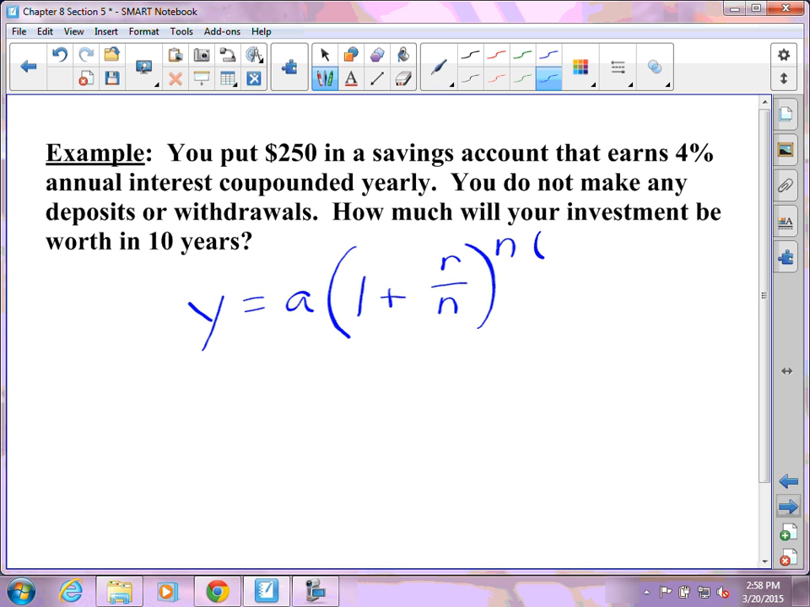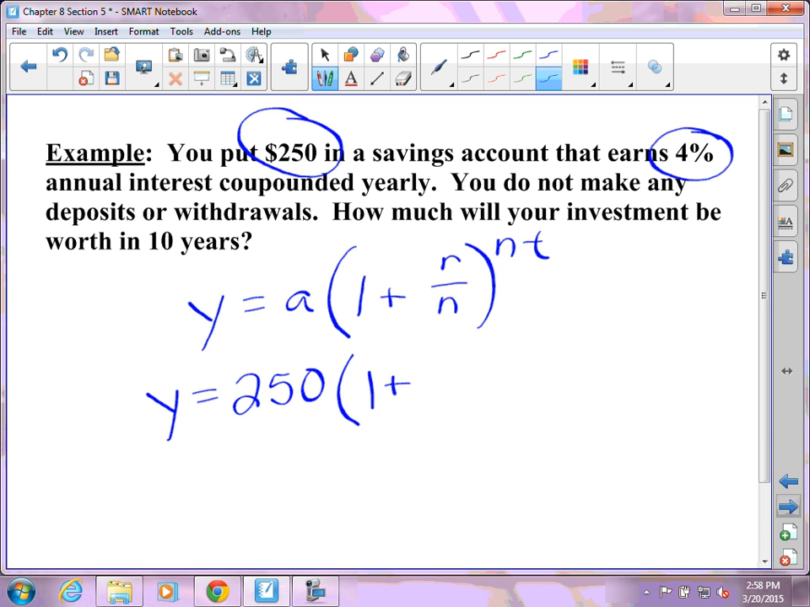First of all, let's take a look at how much we're going to deposit. Right? It says that you put $250 in your savings account. So that is going to be your A. Parentheses 1 plus. Now my rate, remember that's my percentage. I look at my problem and it's 4%. And remember, I need to turn that into a decimal. So I'm going to say 0.04, right? And then they say that we're going to compound it yearly.